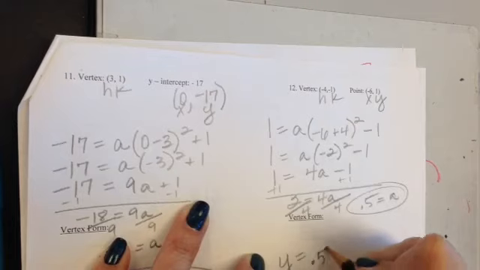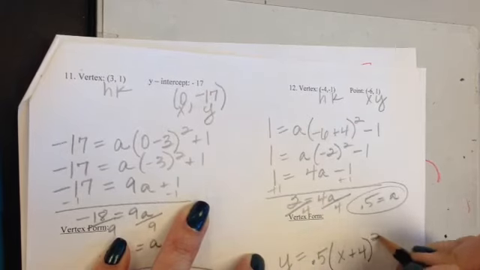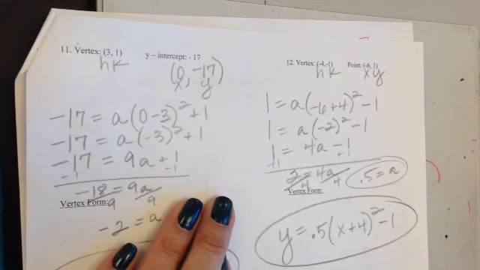Y is equal to 0.5 times (x plus 4) squared minus 1. There you go. Our quiz will be on Thursday.